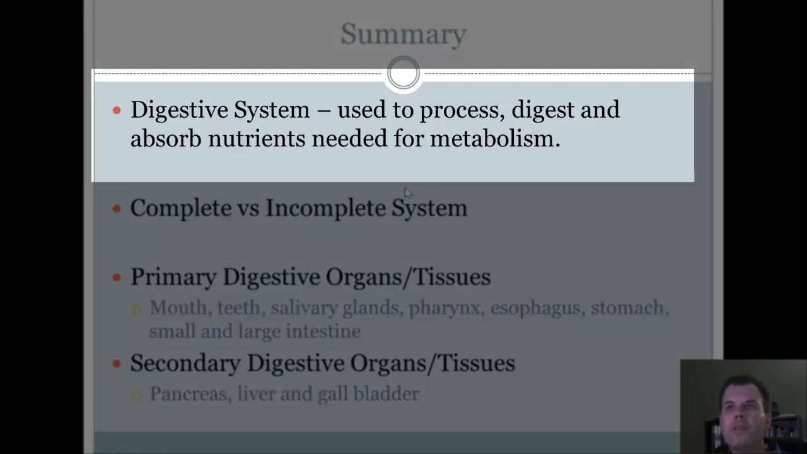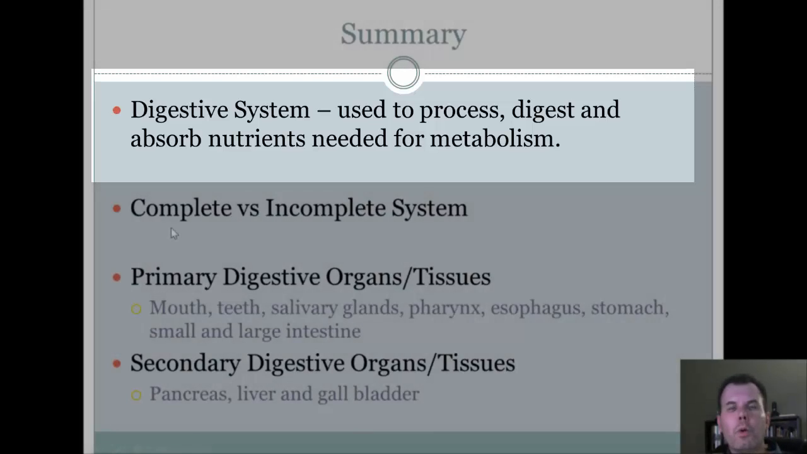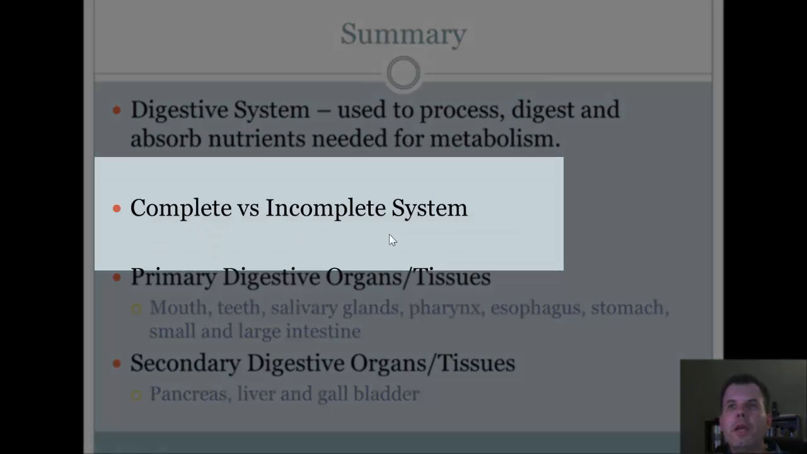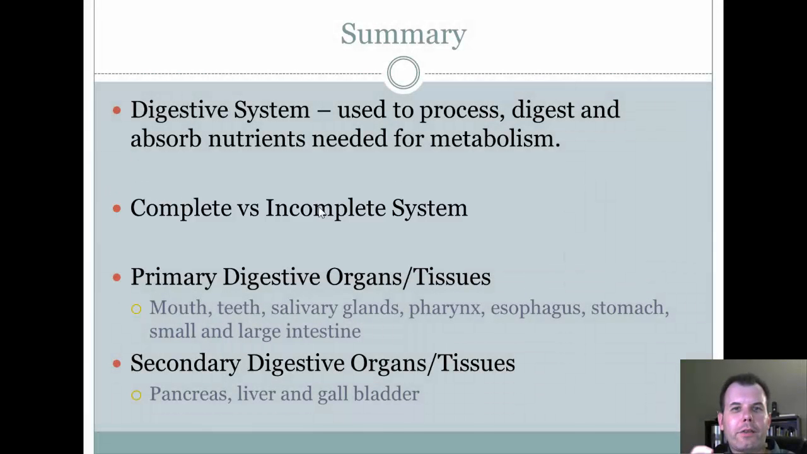Okay, so we've come to the end of our lecture, and to summarize, the digestive system is used to process, digest, and absorb nutrients needed for metabolism. There are both the complete and incomplete system. You can think of the incomplete system as basically the mouth opens to a gut, then that mouth also acts as the anus, and all the waste gets excreted out that same opening, whereas the complete has two openings. You have the mouth and you have the anus, and you have the full digestive system.